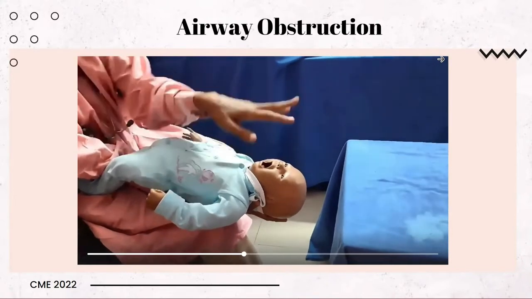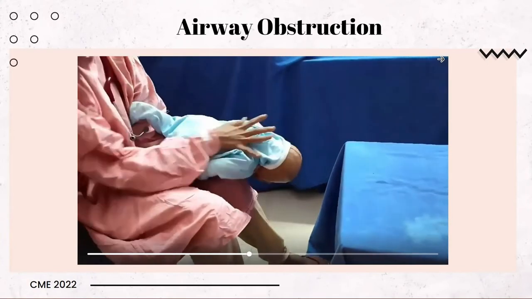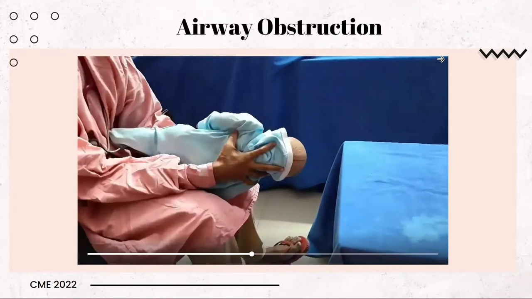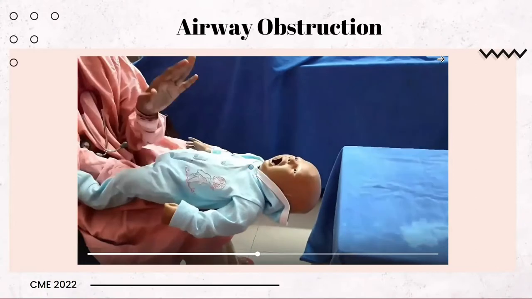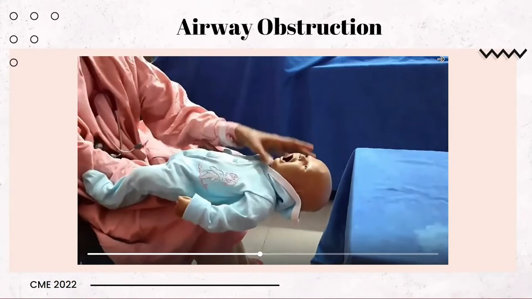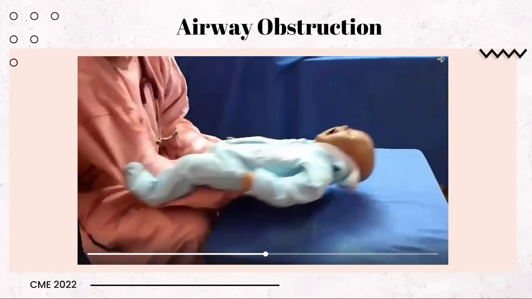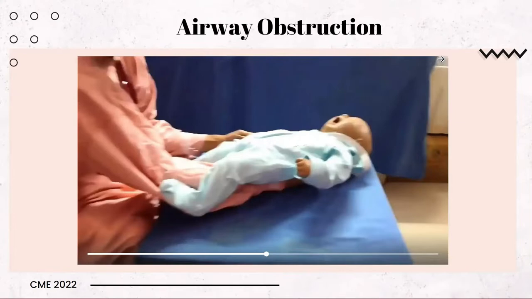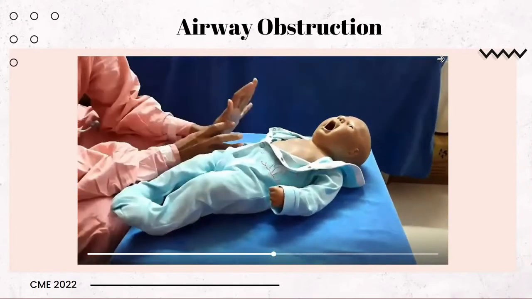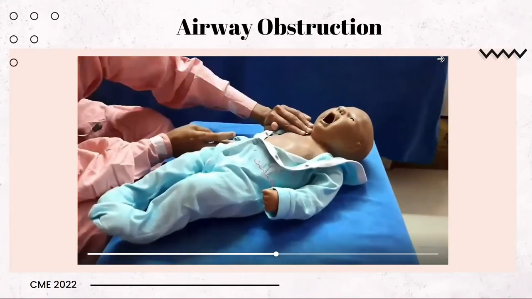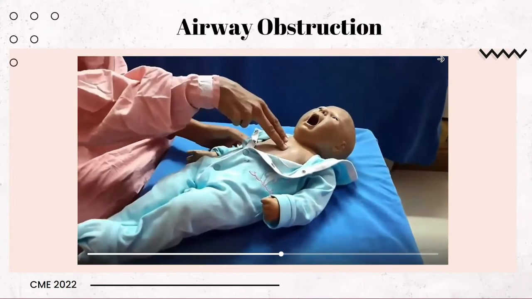So this should be continued again and again till the foreign body comes out, or till the baby becomes limp and unresponsive. If the baby is unresponsive, you should assume that hypoxia has progressed and there is cardiac arrest. At that point, you should keep the baby on a firm flat surface and give cardiac compression. We are sure that it is almost cardiac arrest, so there is no need of checking pulse, no need of checking breathing. You just start with the cardiac compression.